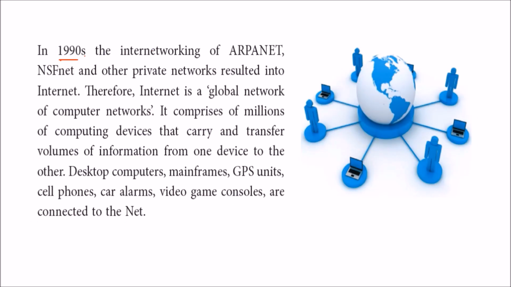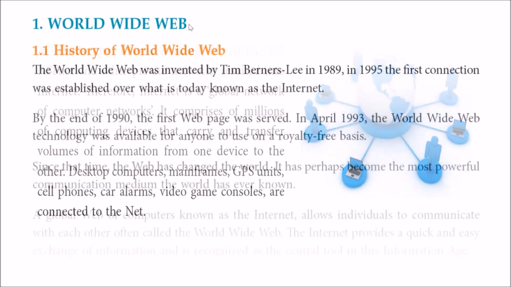So in the 1990s, the internetworking of ARPANET, NSFNet and various other private networks formed the basis of the internet. Therefore, the internet can be described as the global network of computer networks. It comprises millions of computing devices which are carrying and transferring information: desktop computers, mainframes, GPS units, cell phones, car alarms, video game consoles. These are all connected with the net, that is the internet.